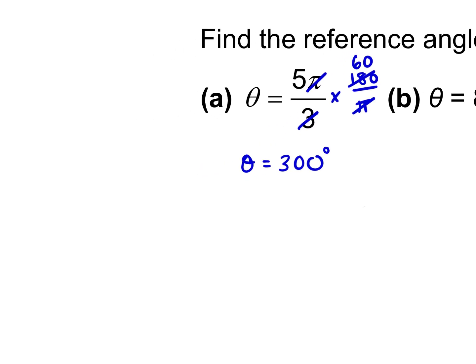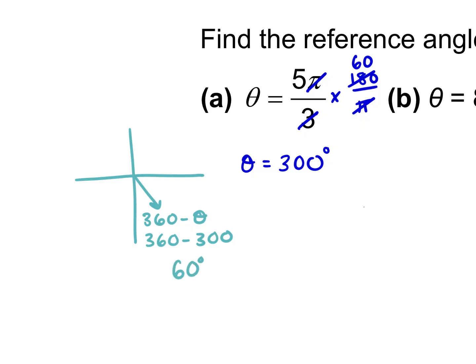In what quadrant is 300 degrees in? 1, 2, 3, or 4. In quadrant 4, we'd be here. So what formula do we use when we're in quadrant 4? 360 minus theta. So we do 360 minus 300. And that'll give us 60 degrees.